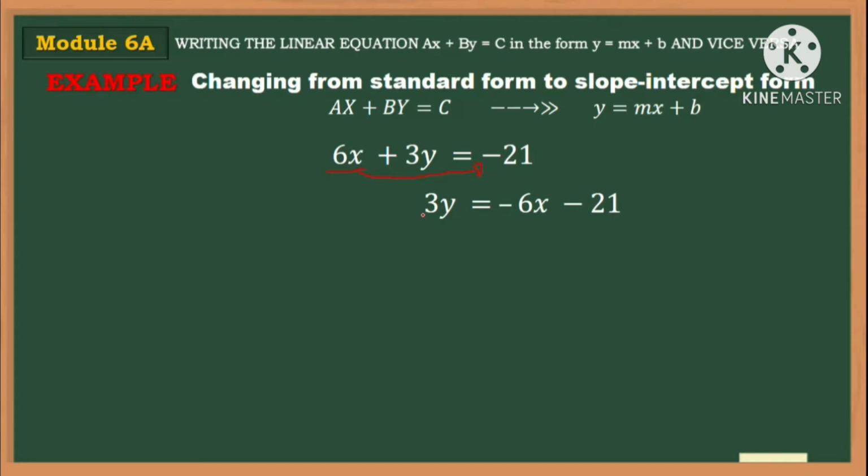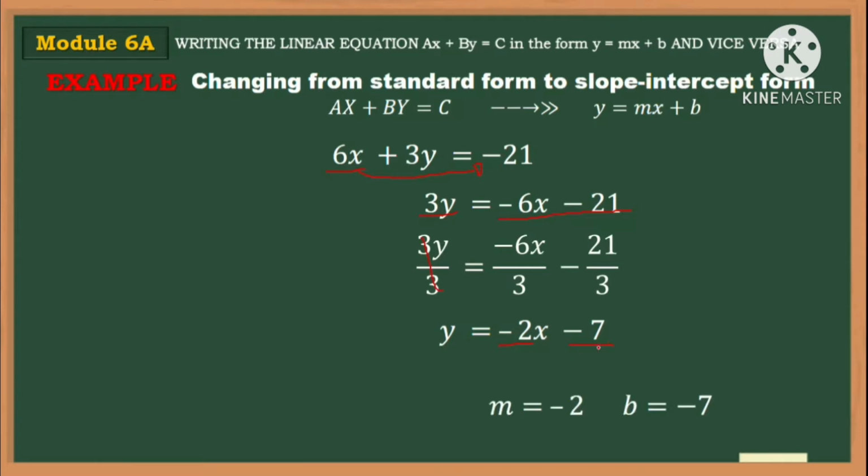Then, yes, divide the whole equation by 3. Why 3? Kasi ang coefficient ng y is 3. Then simplify. This is y is equal to negative 6x divided by 3. So negative 2x. 21 divided by 3 is equal to 7. So take this sign. So negative 7. Therefore, the slope is, yes, negative 2. And the y-intercept is negative 7.